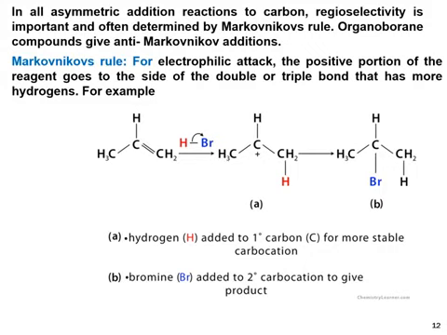In all asymmetric addition reactions to carbon, regioselectivity is important and is often determined by the Markovnikov rule. That means if the carbons of the double bond are not similar, then it is called asymmetric carbon. Then the incoming groups will decide where they will go.